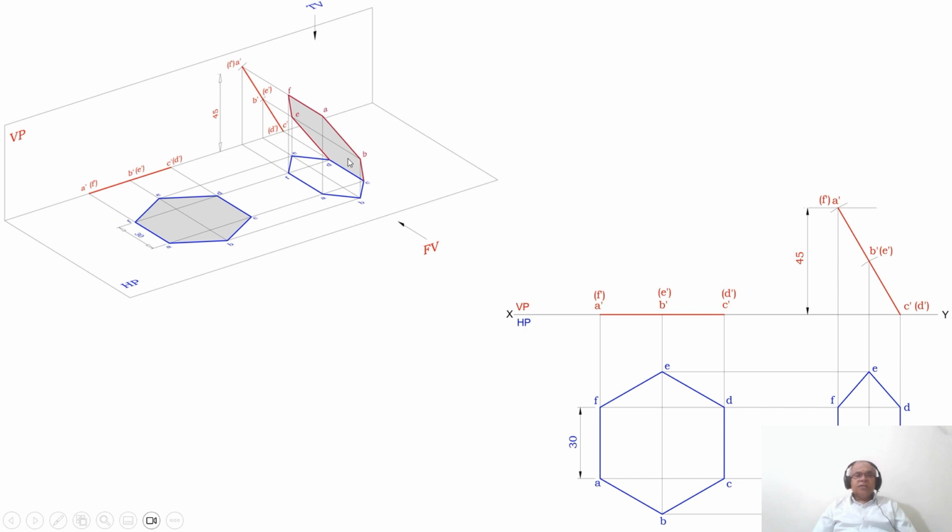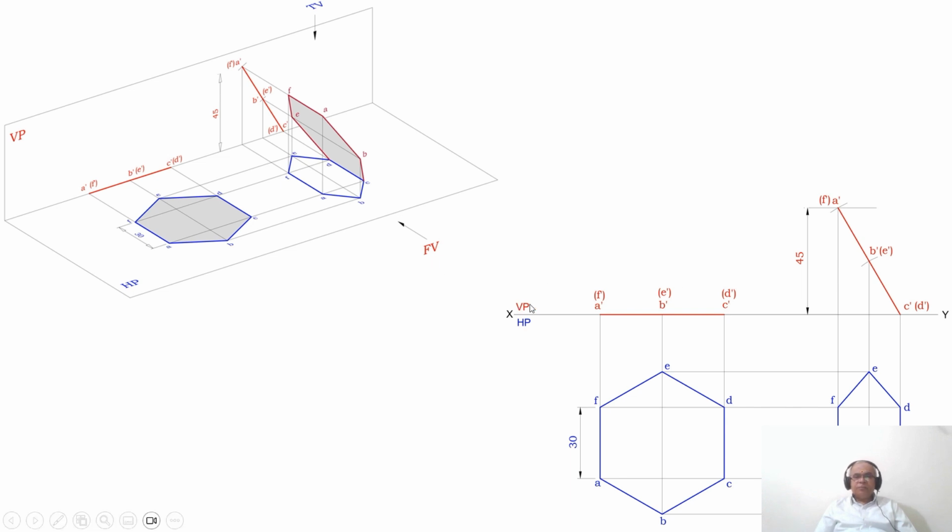Now he says one of the sides touches both the reference planes. Which side is touching the horizontal plane? Reference planes means what? It is HP and VP. One of the sides touches HP and the same side is touching VP. That is how we must interpret. So CD is resting on HP. How do I know that CD is resting on HP? You can see that HP means what? It should be on VP.